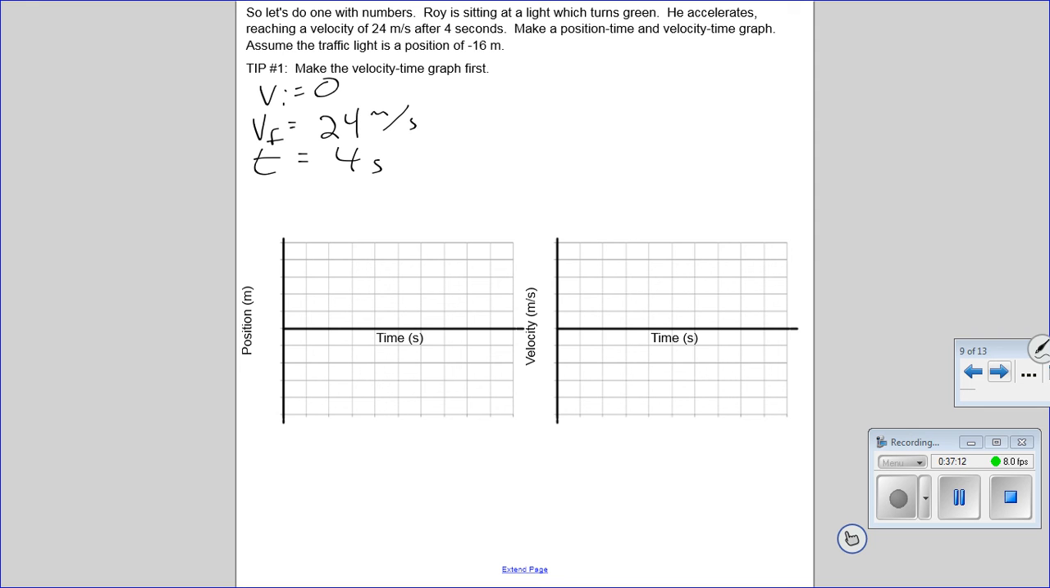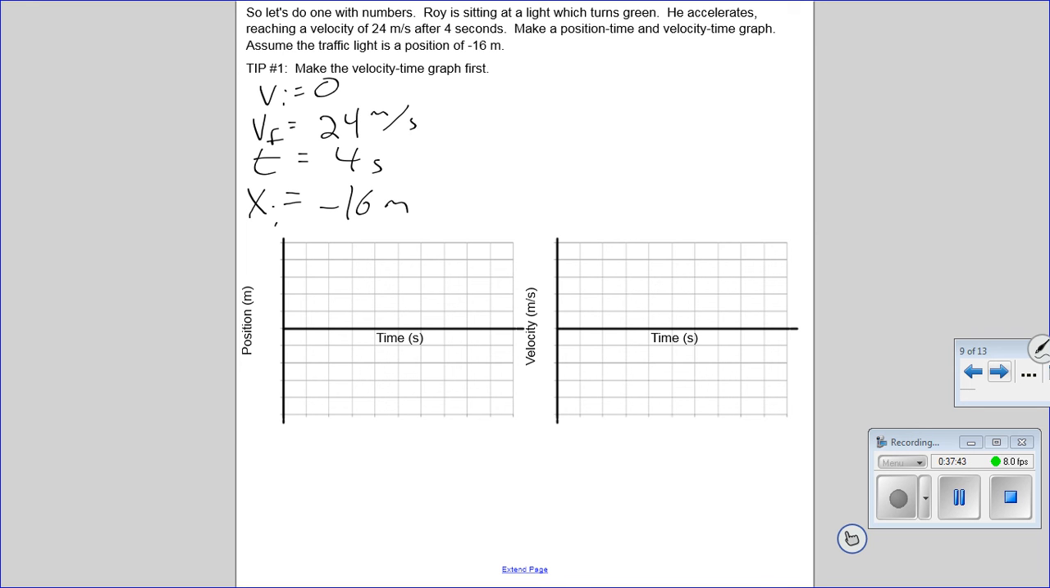All right. Then it says make a position time graph and a velocity time graph. Assume the traffic light is at a position of -16. So -16 meters is my, what's that, my displacement? Initial position. Okay, very good. That's initial position. It's not telling you how far he went. It's describing a location, and it's saying when he began, his position was -16, right? Cool.